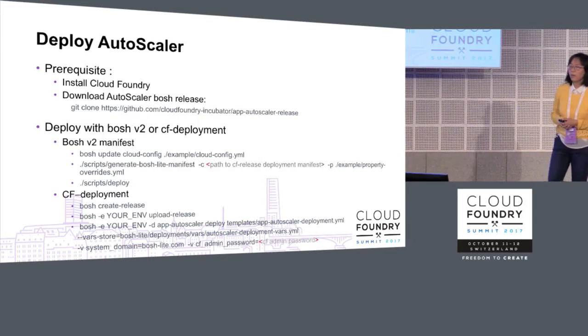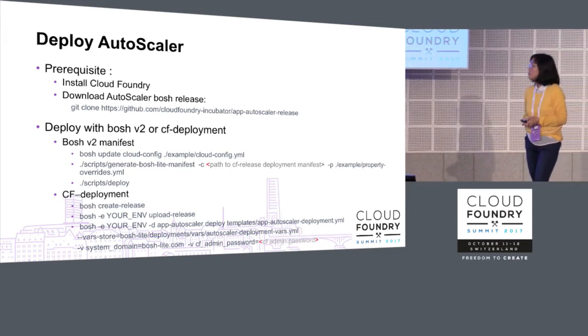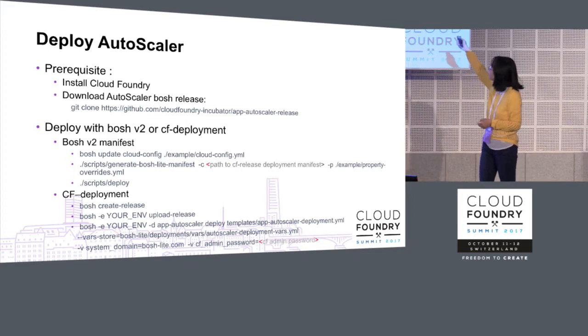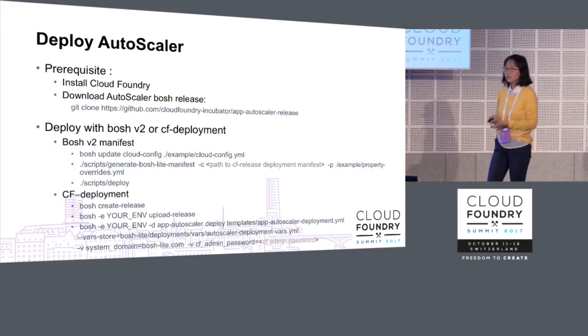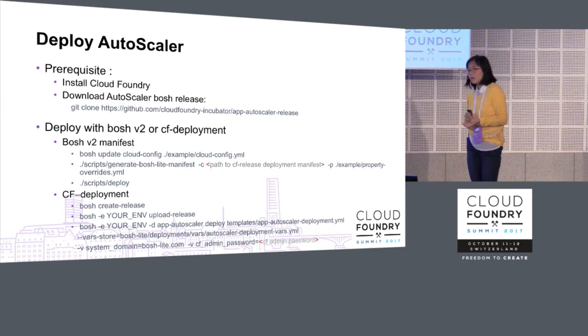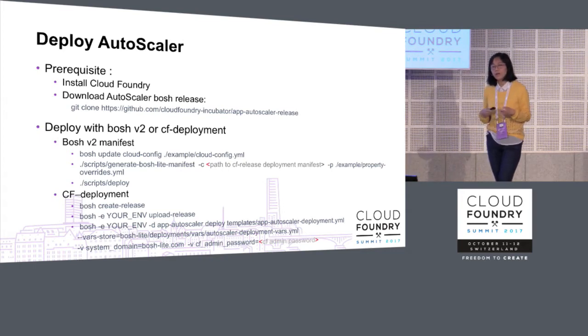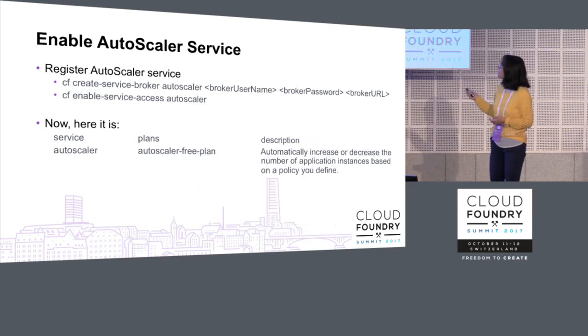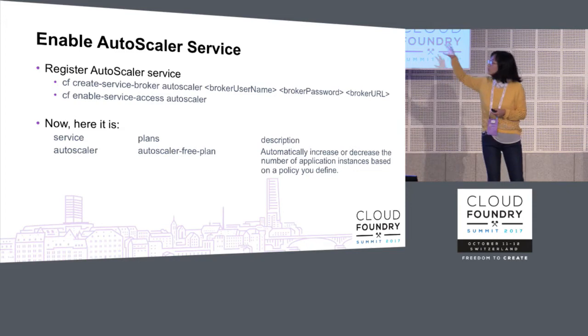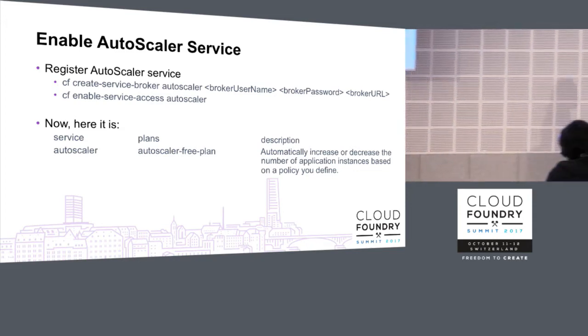Okay. Yeah, and then this is a deep dive into AutoScaler. First of all, we discuss how to deploy AutoScaler. Currently, we have a BOSH release. You can download it from Git, and we can do the BOSH deploy. Both BOSH V1 manifest and BOSH V2 manifest are supported. And also, we can deploy using the self-deployment approach. If you are working on BOSH Lite, you can use the self-deployment. It is very quick. And then after you deploy it, you can enable a scaling service. I have a short demo to include all these steps. Sorry, wait a minute.